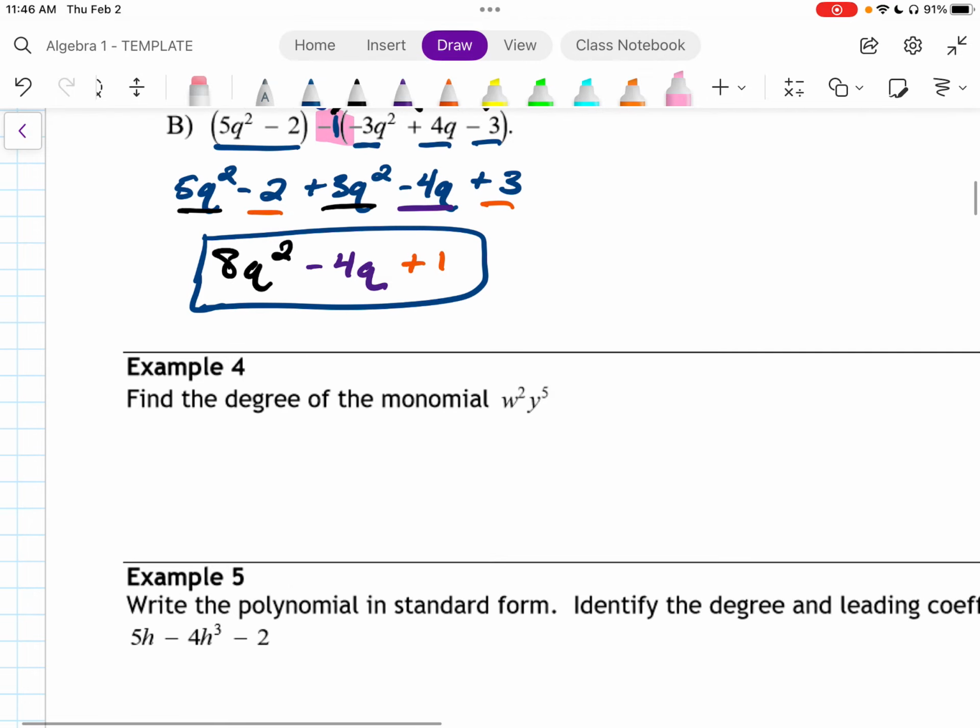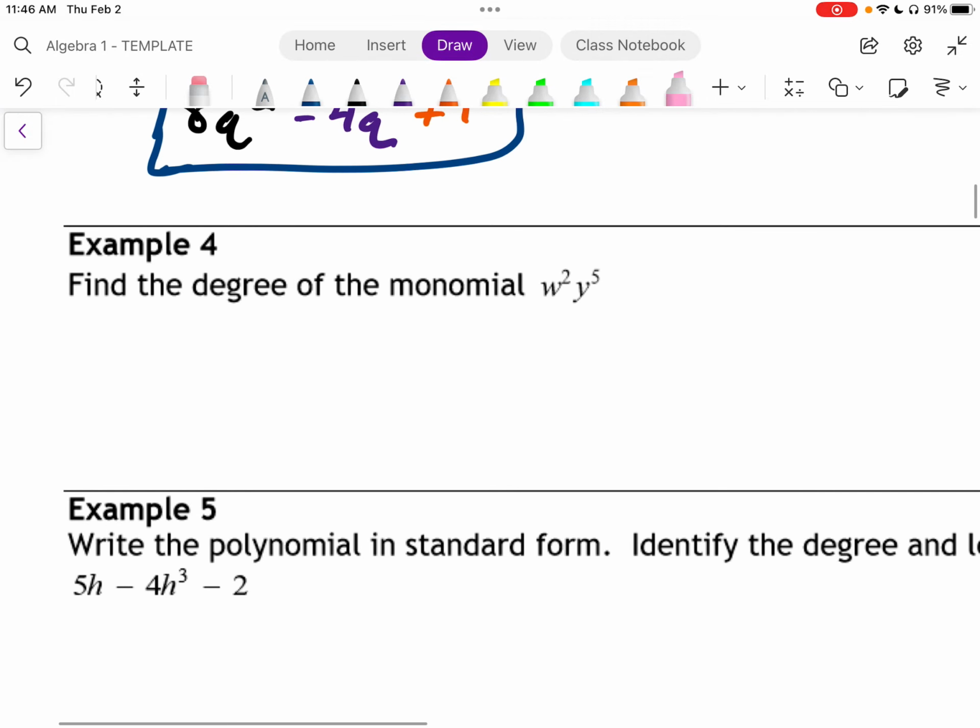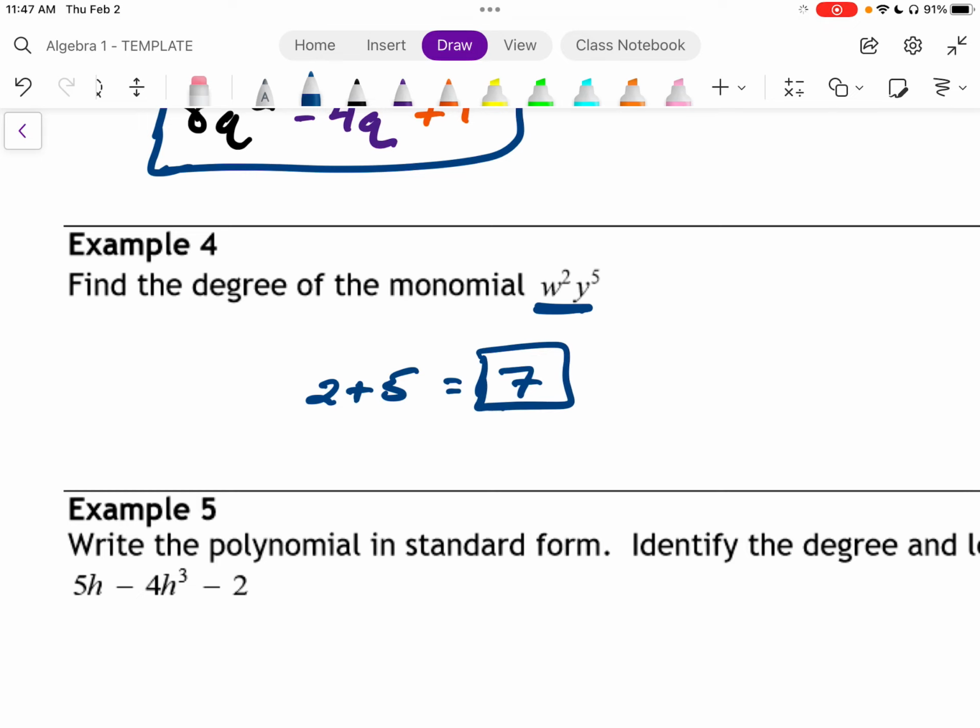All right, scrolling on down. Example 4, find the degree of this monomial. Well, we remember that if there's more than one variable in a monomial, we have to add up the exponents. So right here, this is a monomial because there's just one piece, right? There's no addition, no subtraction. There's just one term. So now we take the 2 plus 5, right? Those are our exponents, and we get 7. And that is our degree.